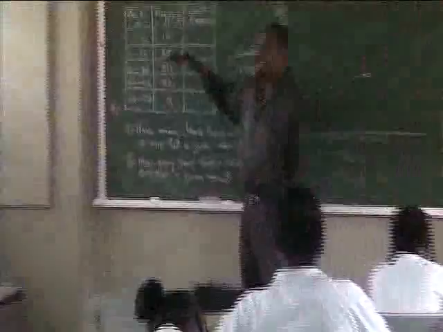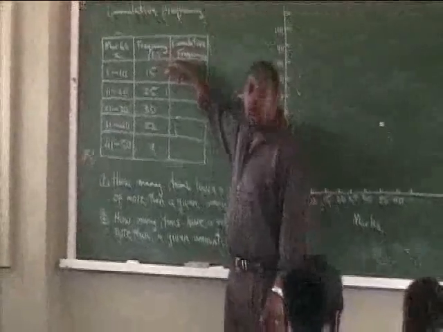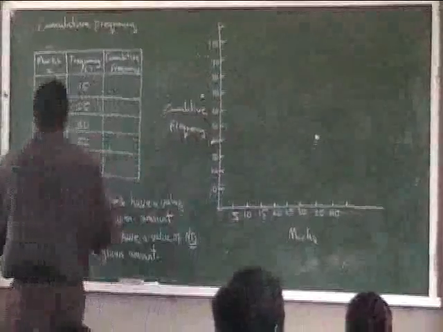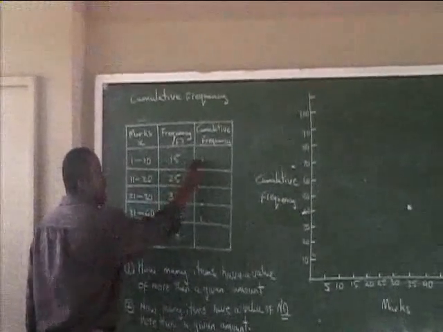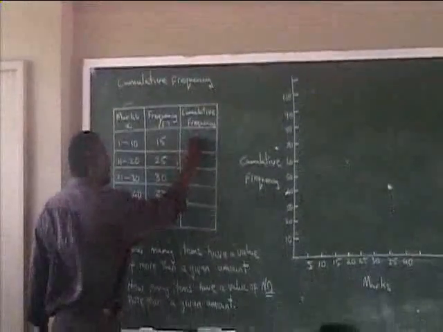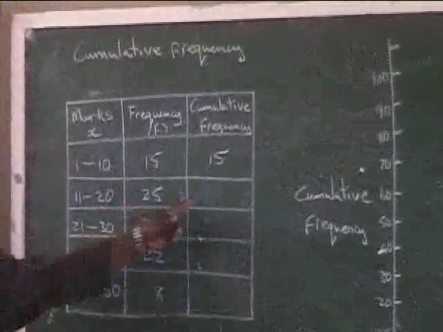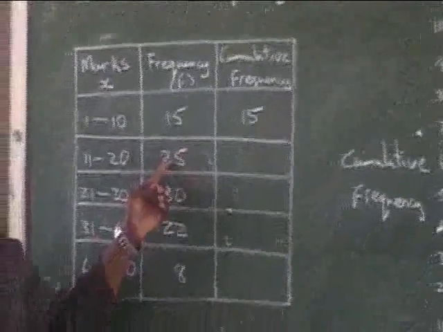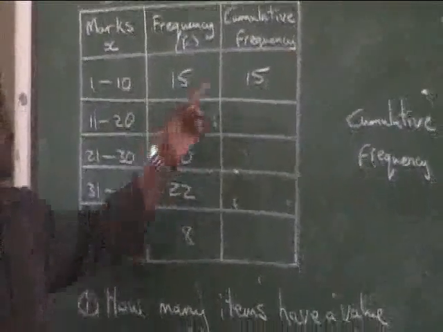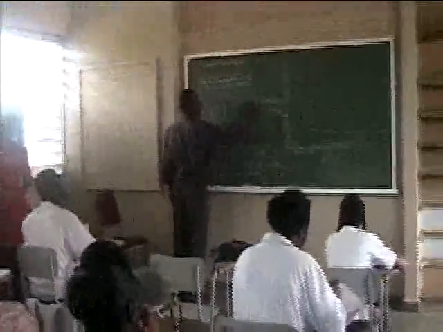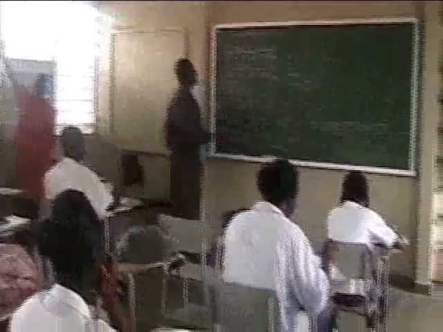The cumulative frequency is the associated frequency plus all the frequencies that went before it. Therefore, the cumulative frequency for this particular class will be 15. Then, the cumulative frequency for this class will be the associated frequency plus all the frequencies that went before. That happens to be 25 plus 15, which is 40, right?